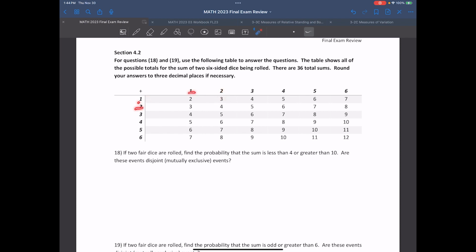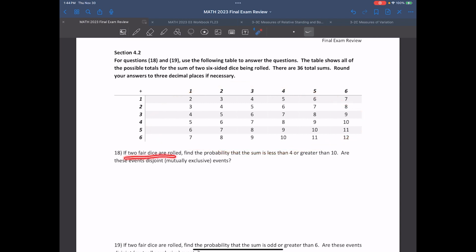And again, you're rolling two dice at the same time. So you have the two different scenarios, like 1 and 2, and then you also have 2 and 1. So it's not sequential rolls, there's two dice being rolled at the same time. So there's a total of 36 possible outcomes.